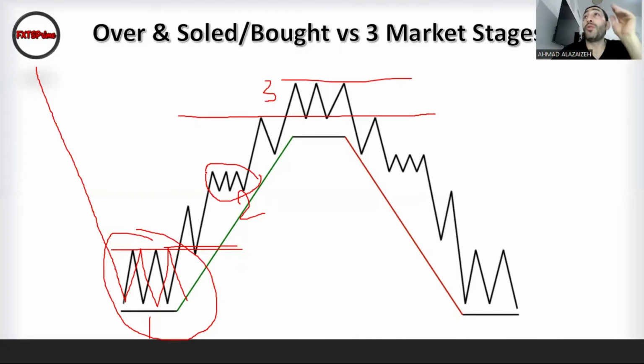So in order to know if the pattern is continuation or reversal, because most of the patterns are triangular patterns, right? You could confuse whether it is a reversal or continuation pattern. Here is a small technique to know. If it's in stage two, that means it's a continuation pattern. If it's in stage one or three, that means it is a reversal pattern.